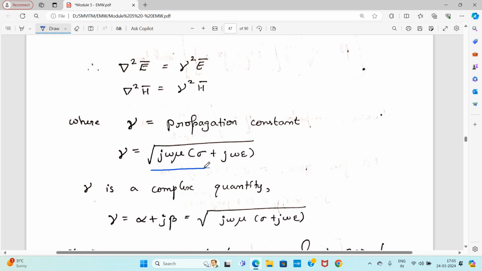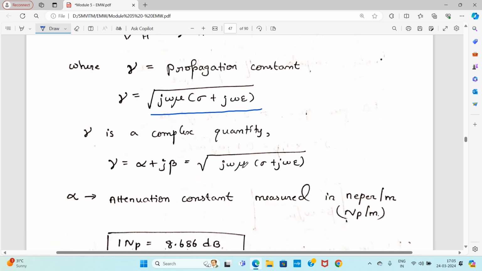So this is the equation you have for propagation constant, square root of j omega mu into sigma plus j omega epsilon. And the propagation constant is said to be a complex quantity where it has both real and imaginary part, and it is written as alpha plus j beta, where alpha stands for attenuation constant, beta stands for phase constant. Okay, so alpha is attenuation constant whose unit is given as Nepers per meter. Beta is phase constant whose unit is radians per meter.